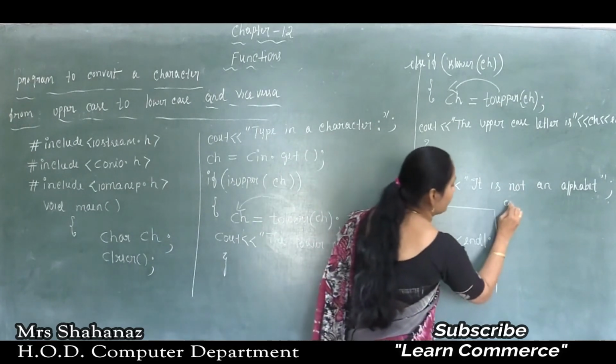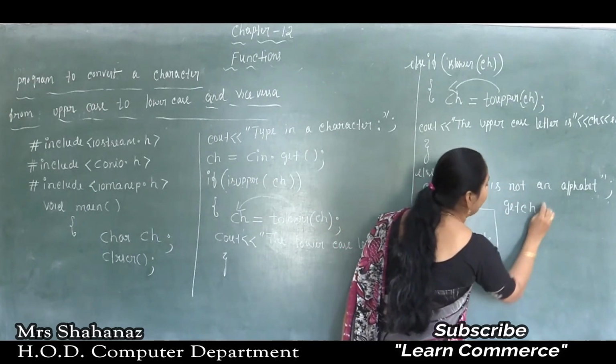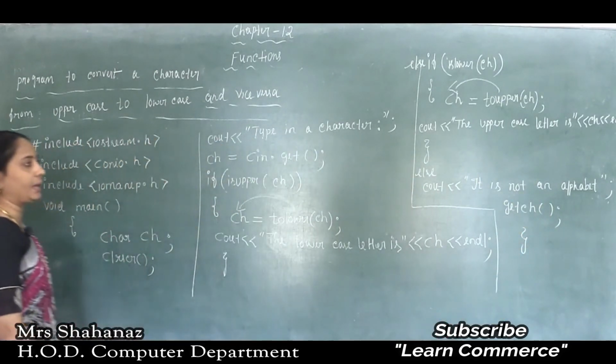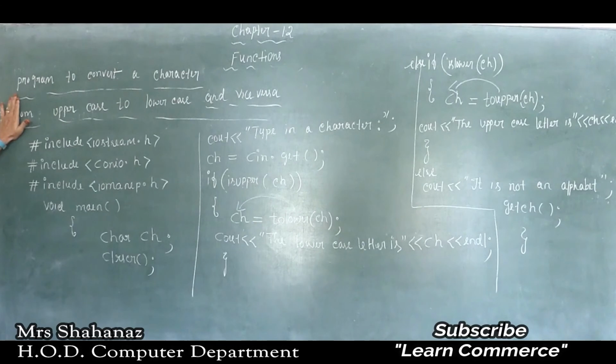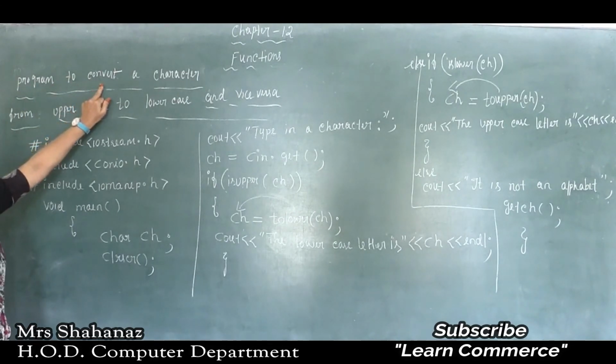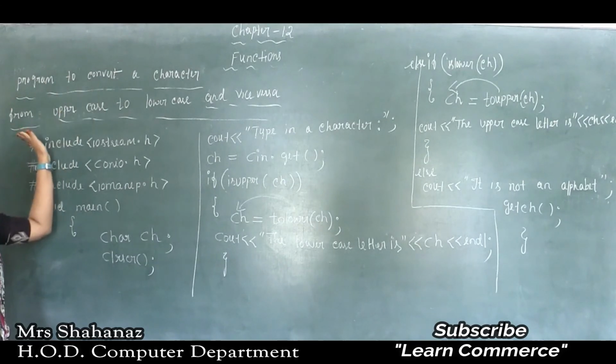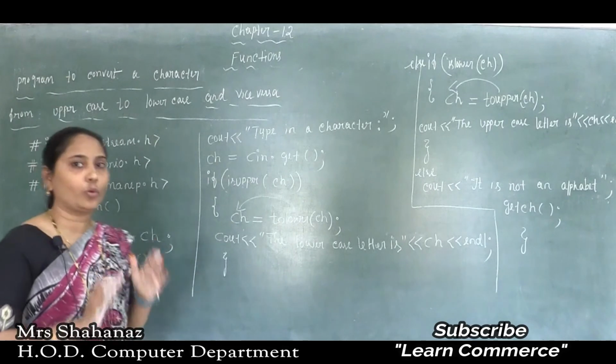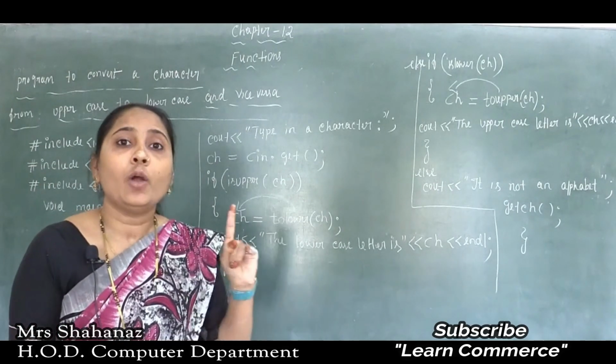And finally, as we know, the program is going to terminate by using getch, and also the closing of the flower bracket. So clear this point here. This program is used to convert a character from uppercase to lowercase or lowercase to uppercase, which in simple meaning is called vice versa.